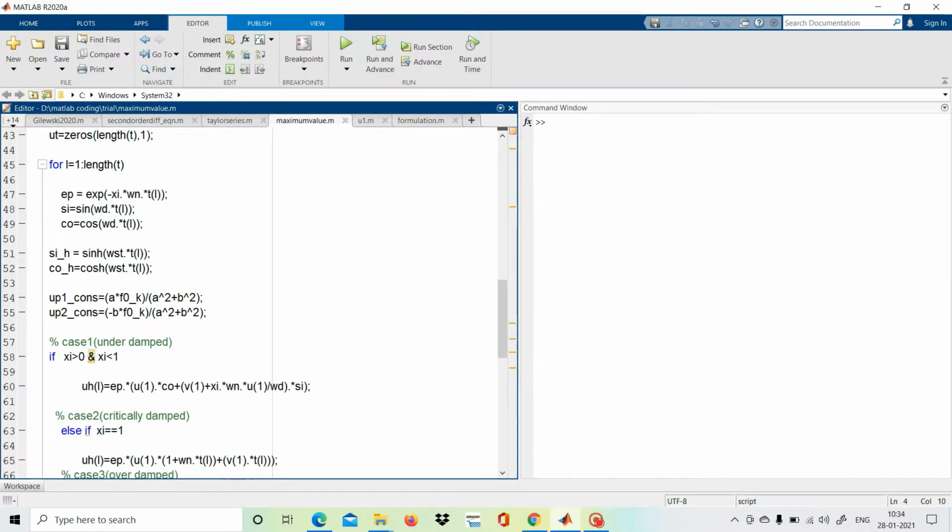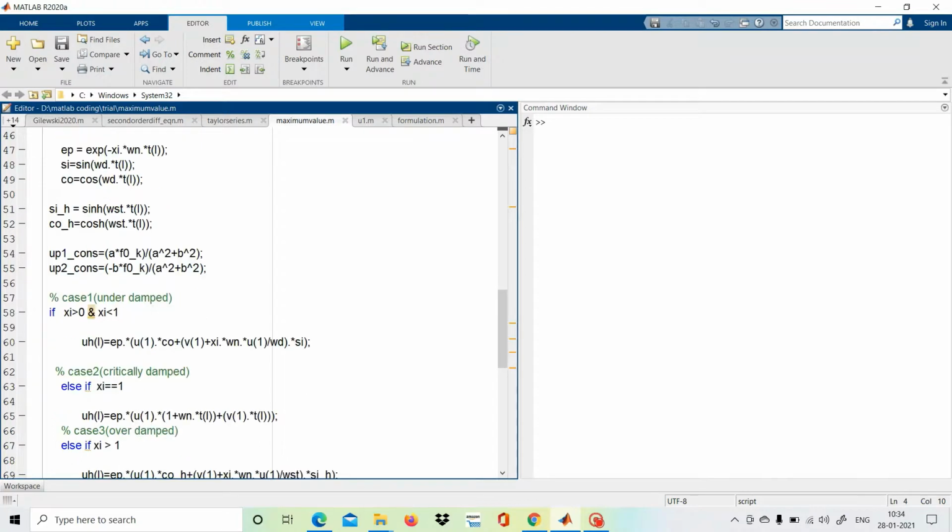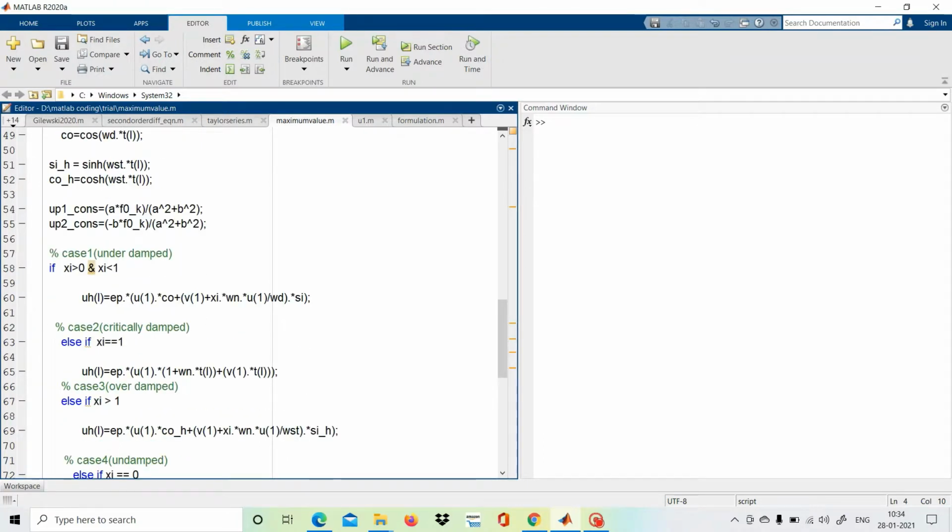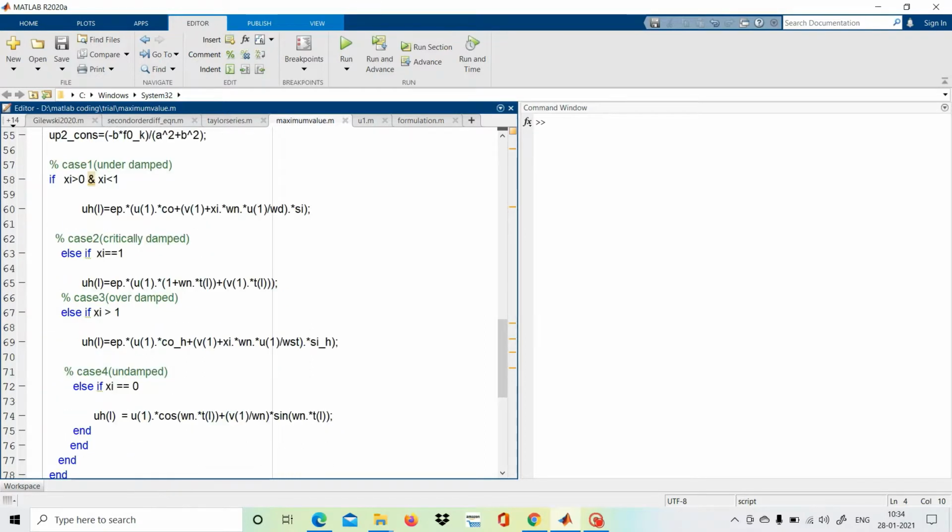So case 1 is underdamped, if xi is greater than 0 and xi is less than 1. So our homogeneous solution would be this. And case 2 is critically damped, xi equal to 1. Then our homogeneous solution would be this. And if xi is greater than 1, overdamped, then our homogeneous solution would be this. And if it is undamped, means there is no xi, so our solution would be this.